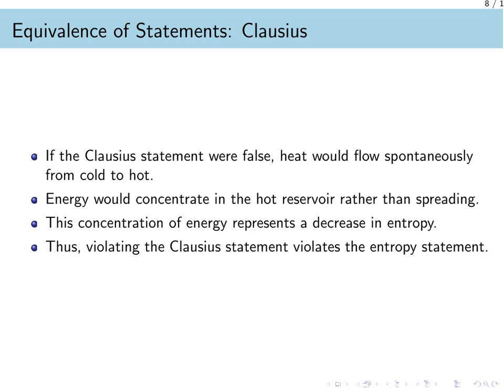We can show that different statements of the second law are equivalent. If the Clausius statement were false, heat could flow spontaneously from a cold object to a hot one without any work being done. This would mean energy is concentrating in the hot reservoir rather than spreading out. Since the concentration of energy represents a decrease in entropy, violating the Clausius statement would directly violate the entropy statement of the second law. Therefore, these two ways of describing thermodynamic limits are fundamentally linked.